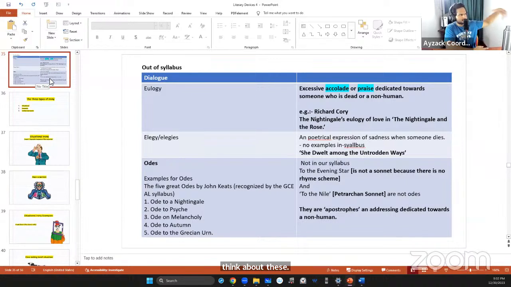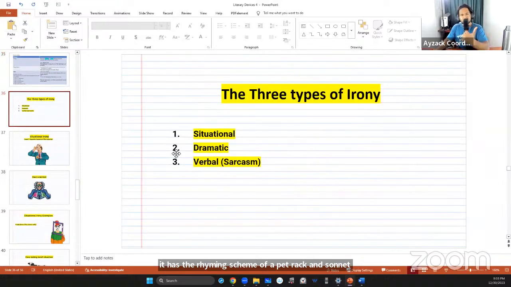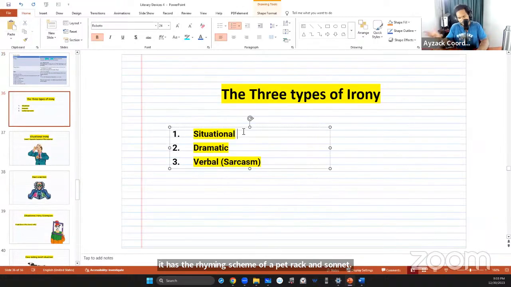Eulogies are when you praise someone who died, like Richard Cory. There are no elegies in our syllabus. Elegies are when you are lamenting the death of someone. And then we have odes. No, there are no odes in our syllabus. There is only one Petrarchan sonnet in our syllabus. Why do we call it a Petrarchan sonnet? Because it has the rhyming scheme of a Petrarchan sonnet. Regardless, the three ironies are situational, dramatic, and verbal. Situational means what you expect.